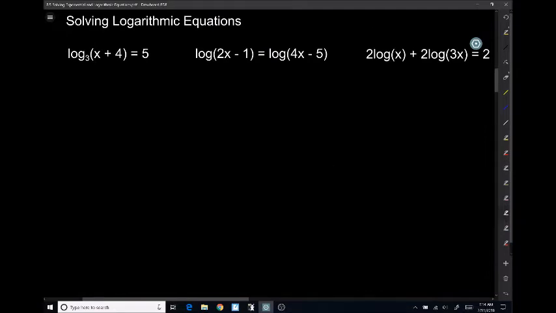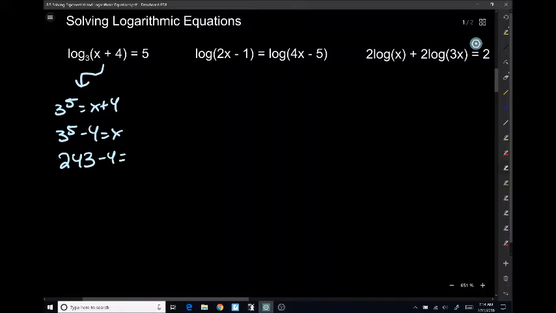Okay, now we're going to solve these logarithmic equations. These also have two ways to go about solving them in most cases. The first way is to convert. I can make this 3 to the 5th equals x plus 4, and then subtract the 4 from both sides, and I've got x by itself. 3 to the 5th is 243, so 243 minus 4 is 239. There, we solve for x.